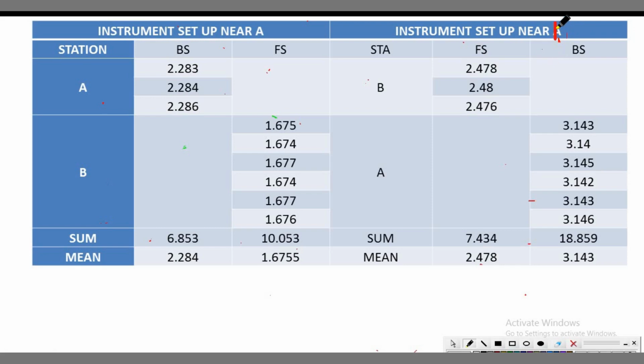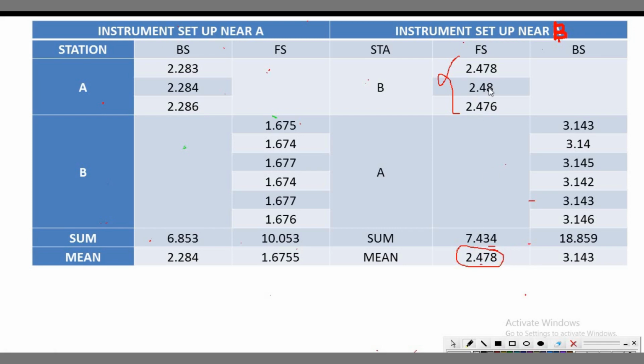Then we go to the instrument set up near B. The same, we take the sum of the foresights, 2.478 plus 2.48 plus 2.476, that is equal to 7.434. After that, you take again the mean. So there are 3 foresights, 7.434 divided by 3 is equal to 2.478.